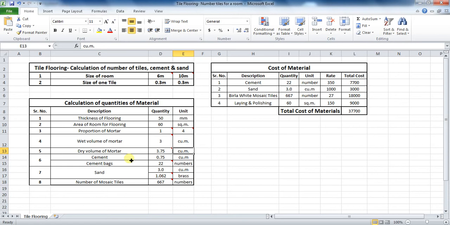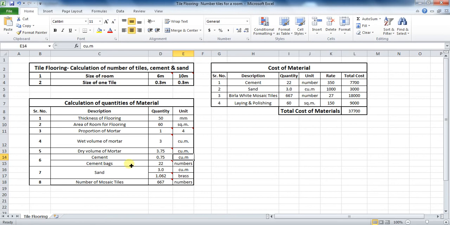The next step is to calculate the quantity of cement required. The formula is dry volume divided by the sum of proportion into proportion of cement. That is, this 3.75 divided by 1 plus 4 into 1. To calculate it in Excel, put Excel formula as equal to bracket cell D13 divided by bracket start cell D11 plus D11 bracket close into cell D11, and at last, again bracket close, which comes to be 0.75 cubic meter.